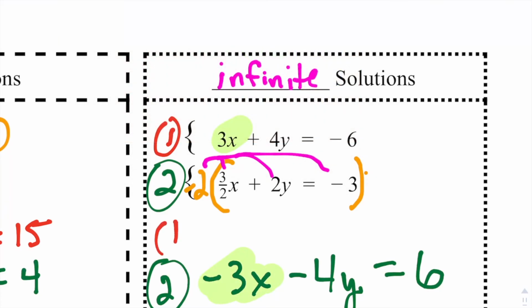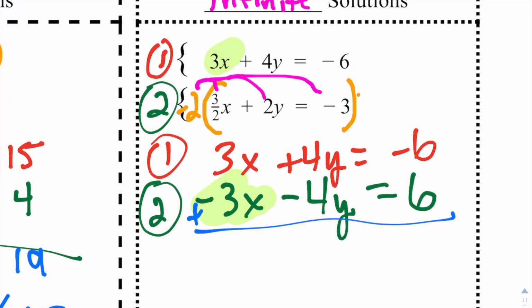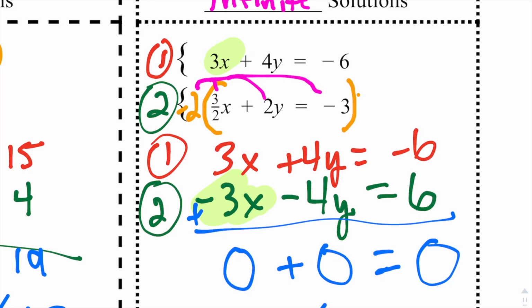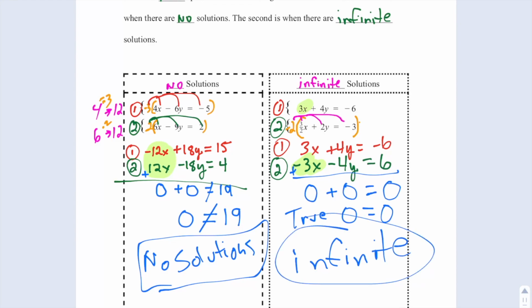I'm going to move equation 1 down here, and then apply the elimination method by adding both equations together. 3x plus negative 3x is 0, 4y minus 4y is 0, and negative 6 plus 6 is 0. So I get 0 equals 0, and this is a true statement. Whenever you're using the elimination method and it eliminates all the variables and you have a false statement, there are no solutions. But when you have a true statement, there are infinite solutions. That basically means they're the same line. Good luck on your practice sets.